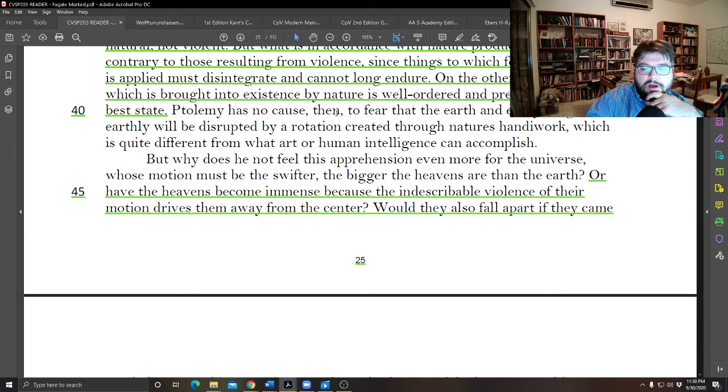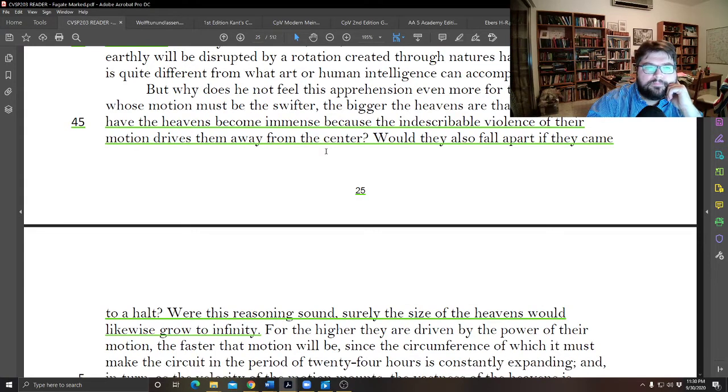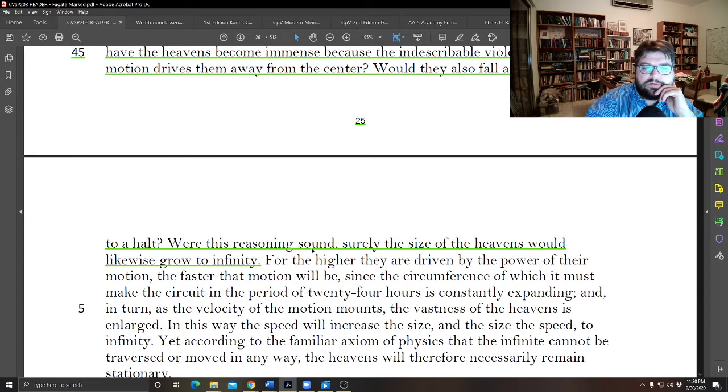So Ptolemy has no cause then, no reason, to fear that the earth and everything earthly will be disrupted by a rotation created through nature's handiwork, which is quite different from what human art or intelligence can accomplish. But why does he not feel the apprehension even more for the universe, whose motion must be swifter, the bigger the heavens are than the earth? Or have the heavens become so immense because of the indescribable violence of their motion, driving them away from the center? Well, they also fall apart if they came to a halt. Were this reasoning sound, surely the size of the heavens would likewise grow to infinity.